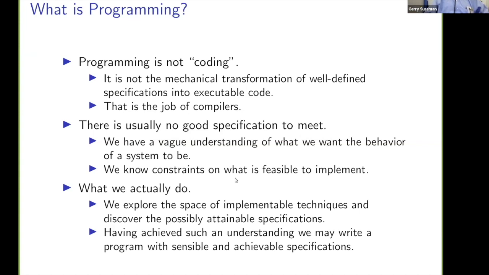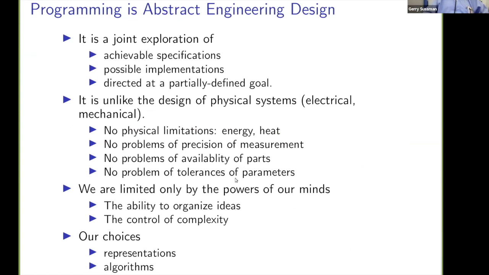Now, that means programming is very different from a lot of other subjects. It's abstract engineering design. We do a joint exploration of the achievable specifications and the possible implementations directed at some partially defined goal. And this is unlike other kinds of design in that there aren't physical limitations. We don't have to worry about the tolerances of parts. We don't have to worry about whether or not there's a supply chain to get the parts. Our problem is entirely based on the control of complexity. Can we organize the ideas in our minds? And we have lots of choices we can make in doing this sort of thing. But it's a very different kind of thing than, say, my electrical engineering type things when I build a circuit, or mechanical engineering things.